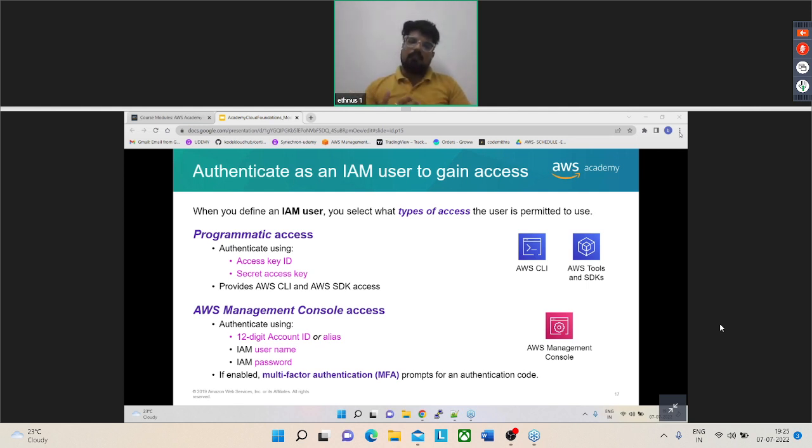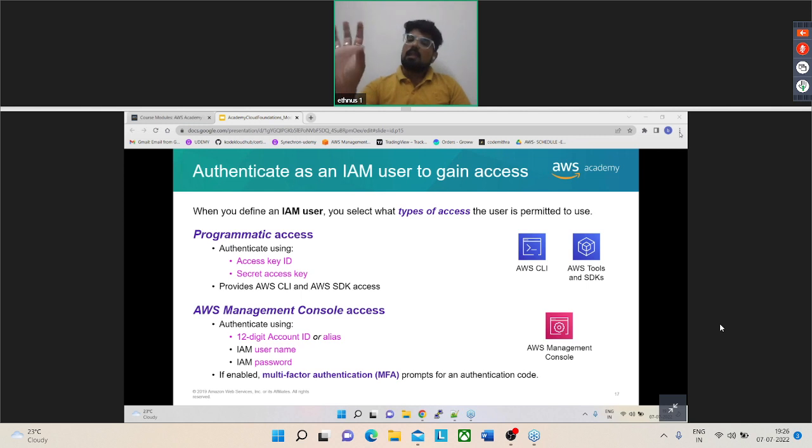Now suppose I want to provide someone AWS management console access. Suppose Money is working as an AWS infra engineer, and for some task he also wants AWS management access. For that, I will select the AWS management console access, and there he will get an authentication URL with a 12-digit account number. With the help of that, a URL will be created, and I will send that URL to Money, and one IAM username and IAM password will be generated.